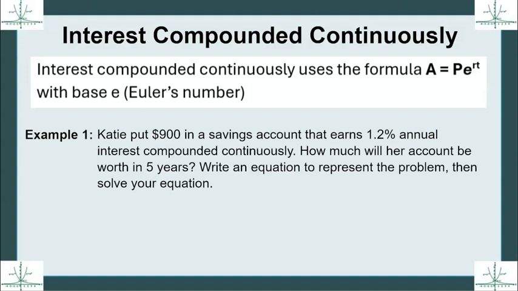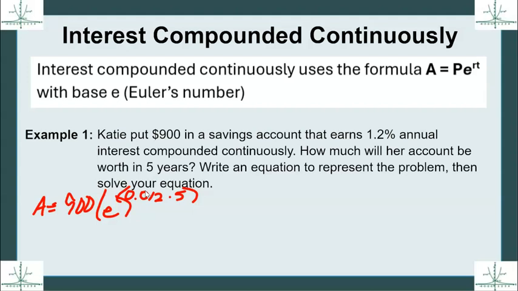So here we do want to write an equation to solve it first. So we're trying to solve for A when the principal amount that she's investing is $900 times, we have Euler's number, so I'm going to use base E raised to the rate as a decimal, so this would be 0.012 times the time in years, which is 5. So that would be our equation here.